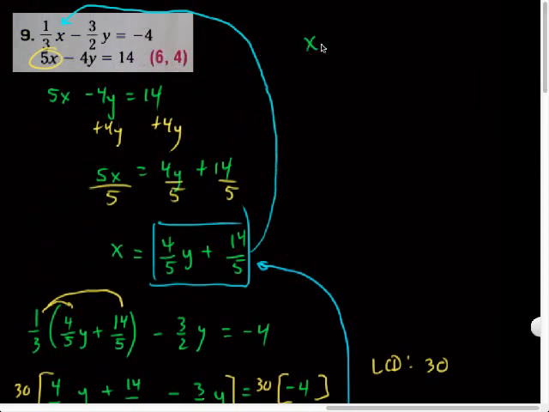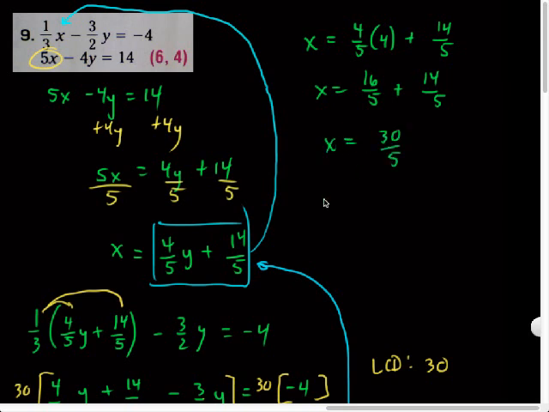So let's see. Plug it in the revised. X is equal to 4/5 times 4 plus 14/5. So x is equal to 16/5 plus 14/5. Those already have a common denominator. So that's just 30/5, which is plain old 6. Isn't that nice? So 6, 4 is our answer, written as an ordered pair.